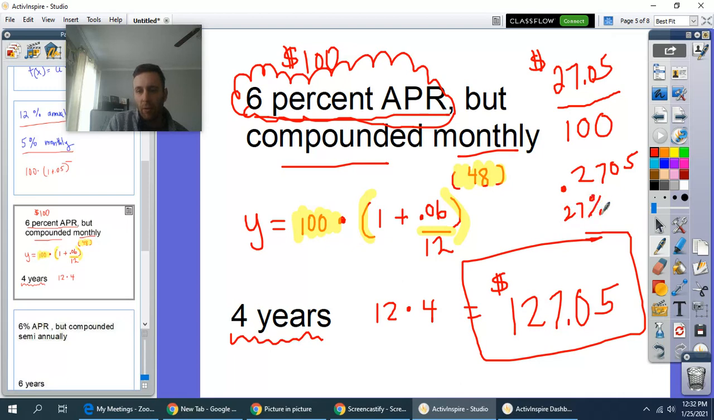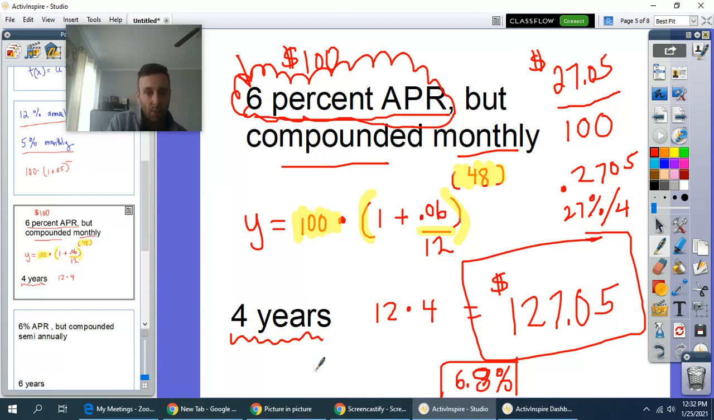It's about 27%. Now remember, this was 4 years. So that was how much it was after the 4 years. I just gained 27%. But if I want to know per year, I'm going to divide it by 4 years. And that gets me about 6.7, about 6.8%. So the real interest rate that you grew on your account was 6.8%, even though they advertised it as a 6% APR. Because you compounded every month, it was actually 6.8.